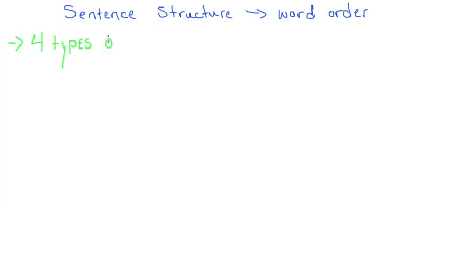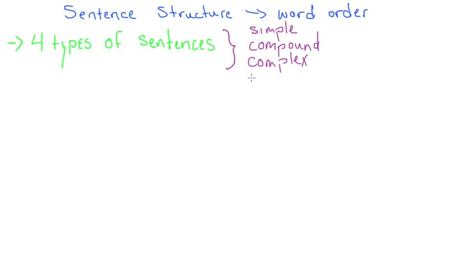So today we're looking at sentence structure and word order in English sentences. We're going to look at the 4 types of English sentence structure. The names of the types are simple sentences, compound sentences, complex sentences, and complex compound sentences. So what does that mean? Well, we're going to look at simple and compound today.